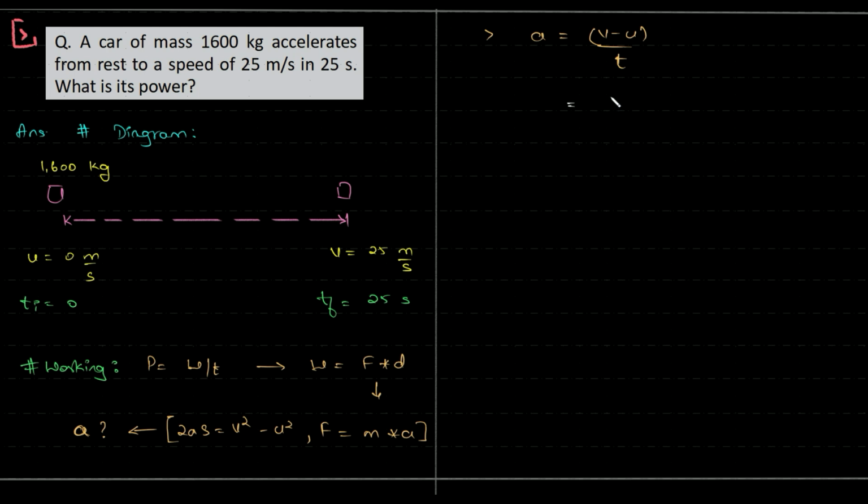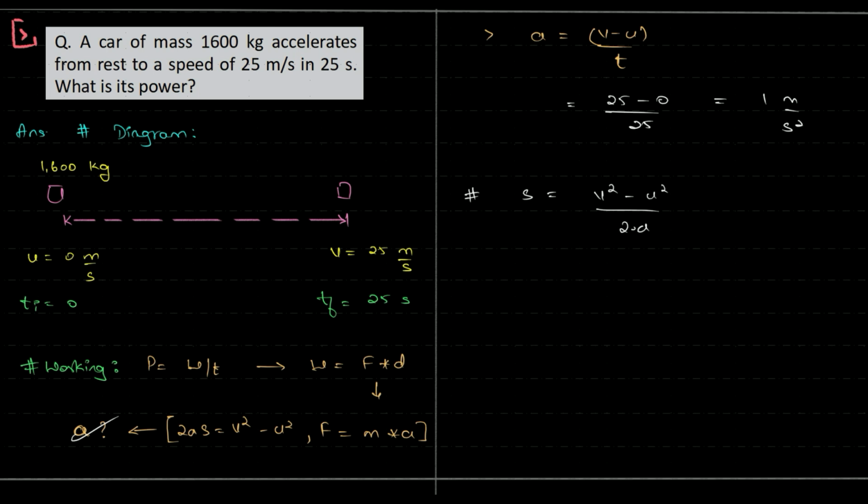So we have final velocity 25 minus 0 divided by 25, right? Time difference is 25. So this is 1 meter per second square. Good, we figured out the acceleration. Next we'll figure out the displacement or the force. It doesn't matter, any sequence is okay. So s is equal to v square minus u square divided by 2 into a.